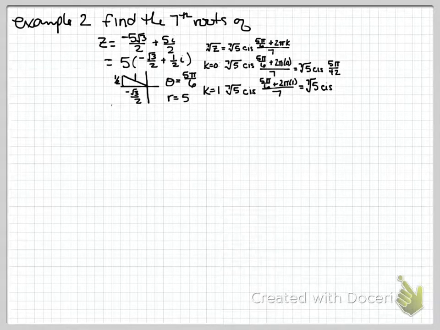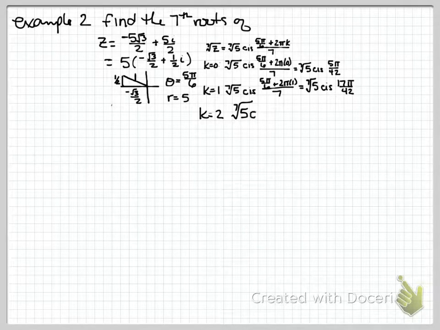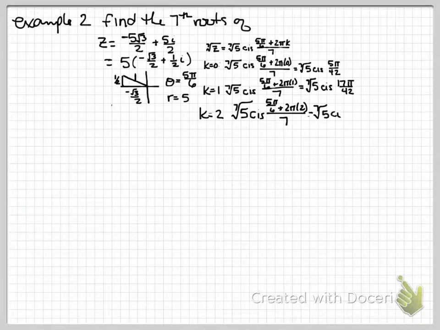Again, I have 5 pi over 6 plus 12 pi over 6. That's going to be 17 pi over 6 divided by 7, so that becomes 17 pi over 42. Okay, k equals 2. Give myself a little bit of room here. Okay, I want again the 7th root of 5, CIS, 5 pi over 6, plus 2 pi times 2 divided by 7. And that's going to be 7th root of 5, CIS.